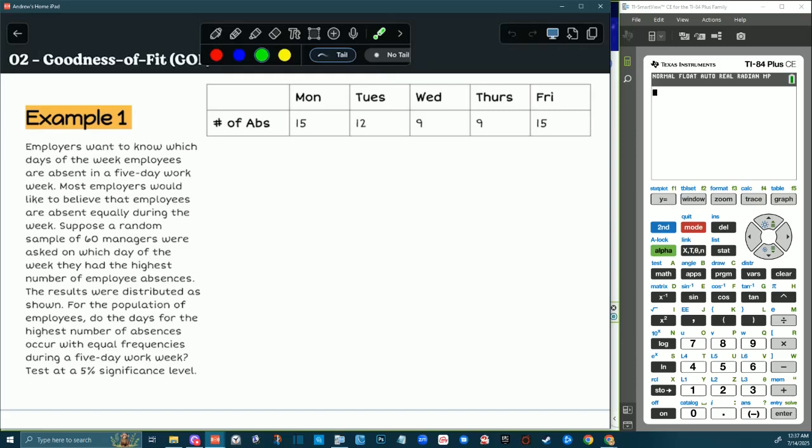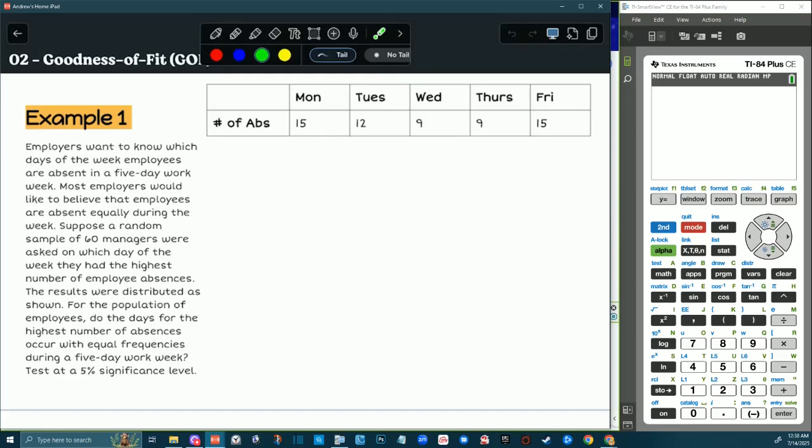All right, so we can see that they've given us some data from this sample of 60 managers. And we asked the managers, which day of the week do you have the most number of absences? 15 said Monday, 12 Tuesday, 9 Wednesday, 9 Thursday, 15 Friday. So we can see based on sample data, Monday and Friday seem to be the big hitters, which kind of makes sense. People like longer weekends.